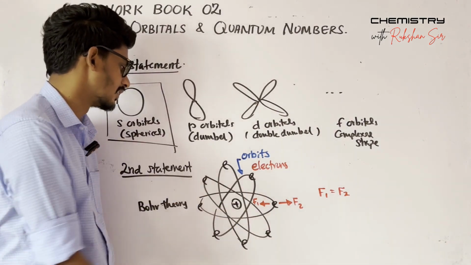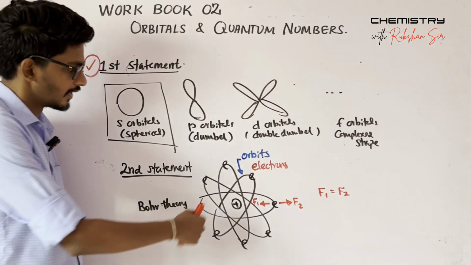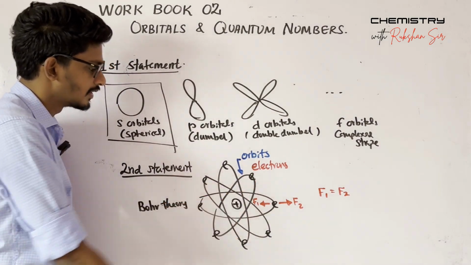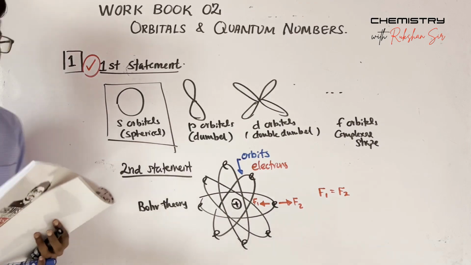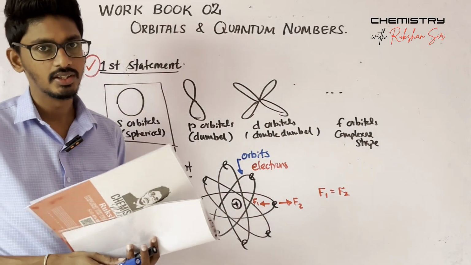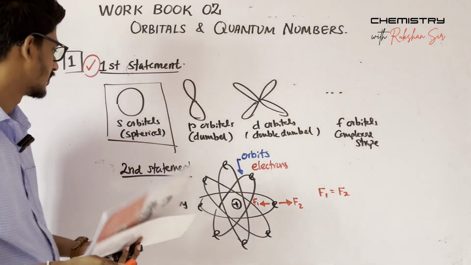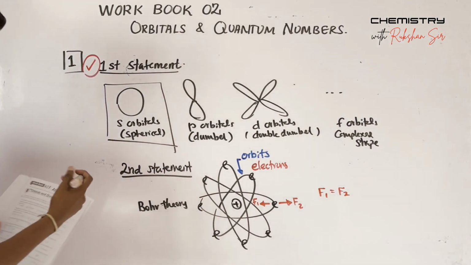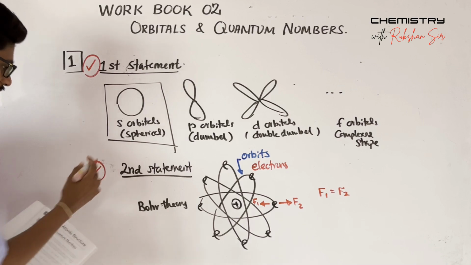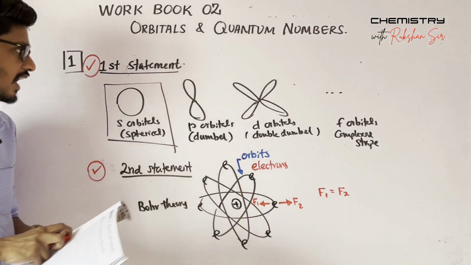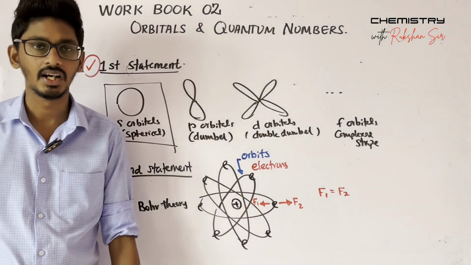Yes, according to Bohr's theory, the electrons are moving in orbits, a circular pathway around the nucleus. So the statement is true. Both statements are true, but we have to come up with answer number 2.